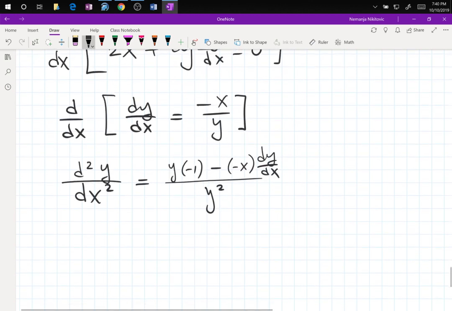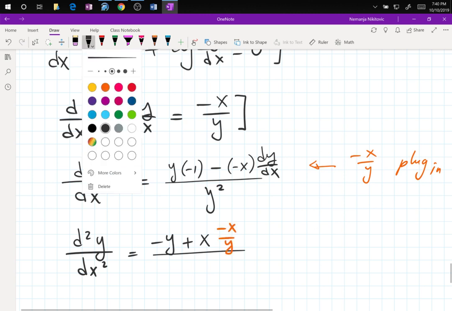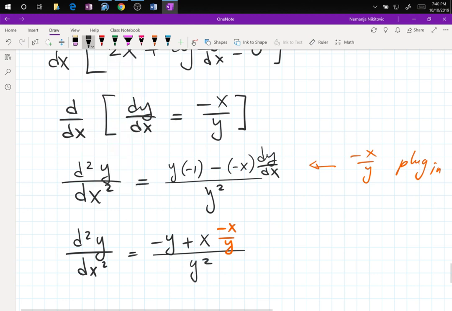So now we just need to fix this. It's already equal to the second derivative, which is awesome. We just need to clear the mess in here. This is negative y plus x, and now this dy/dx is equal to negative x over y. Plug in. So I'm just going to leave it as negative x over y over here, and I still have y squared.